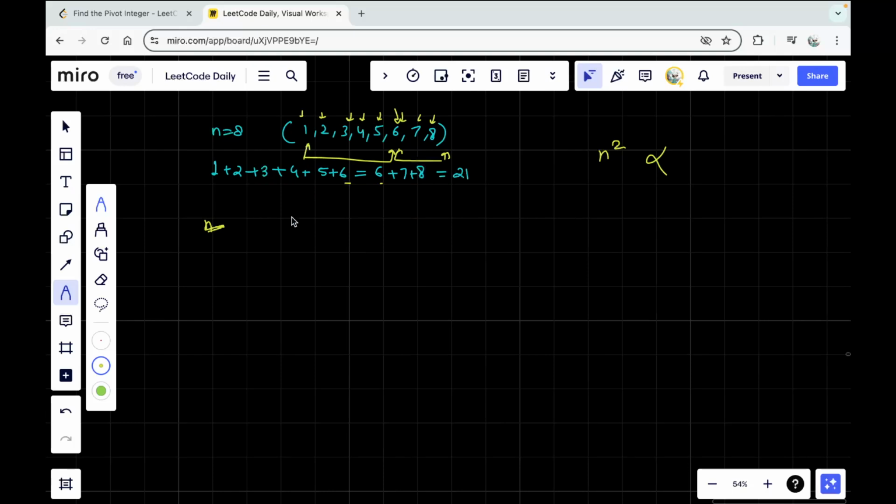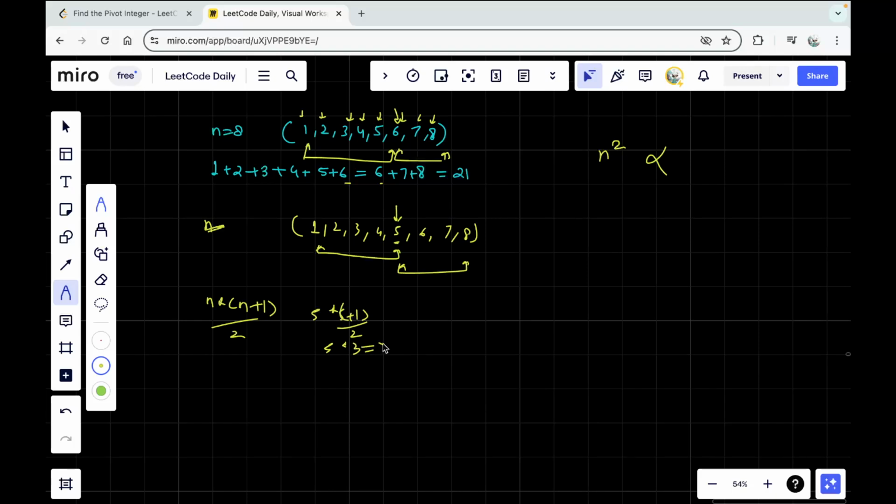So when you have 1 2 3 4 5 6 7 8, let's say I'm iterating and I am at 5. I want to calculate the sum of this part and the sum of this part. How can I calculate it? Simply use the formula to calculate the sum of n natural numbers. In this case it's 5, so the formula is n into n plus 1 by 2. So 5 into 5 plus 1 by 2 is 5 into 6 by 2, which is essentially 5 into 3, that is 15.